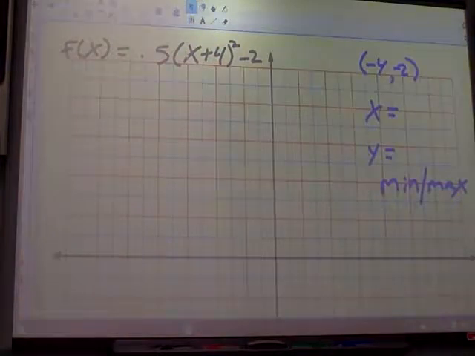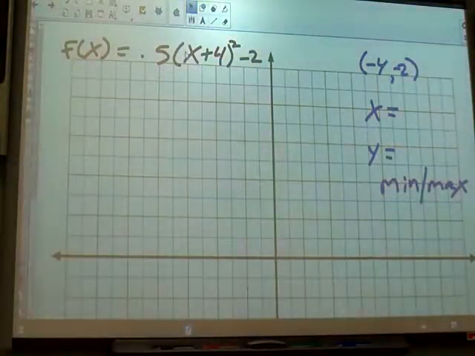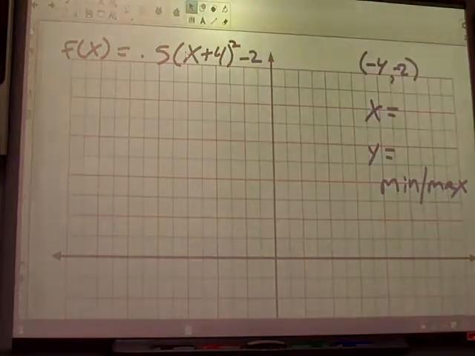My other questions that I'm going to ask you in a second come from the vertex, right? Did we notice that on the first problem we did together?